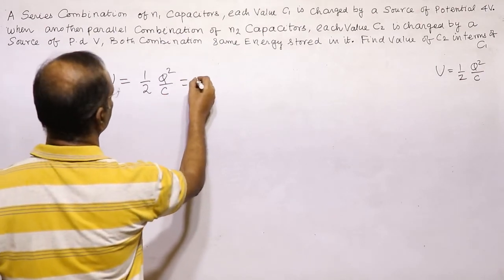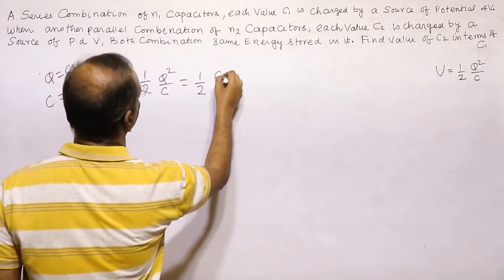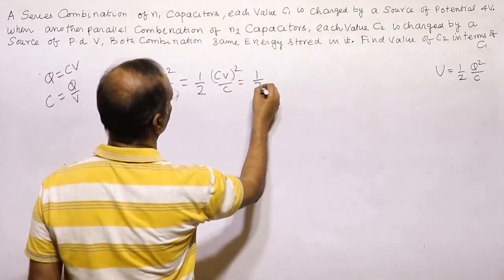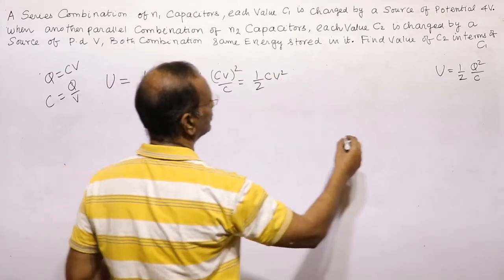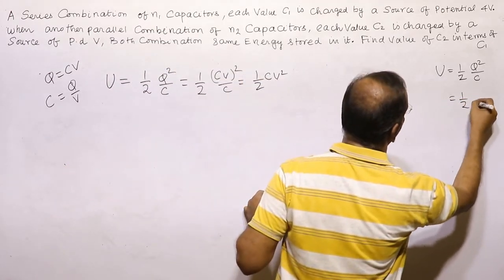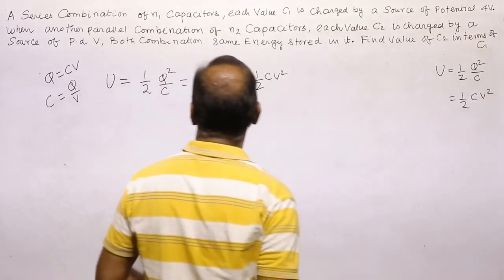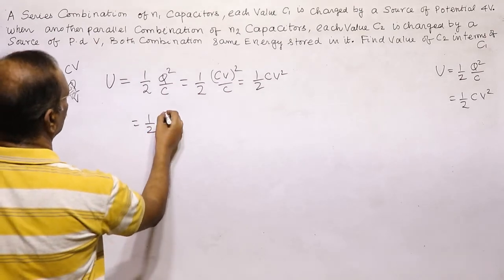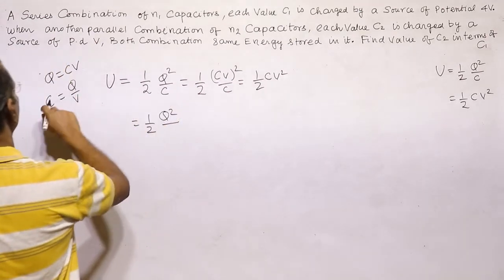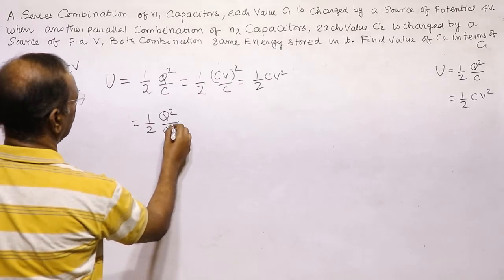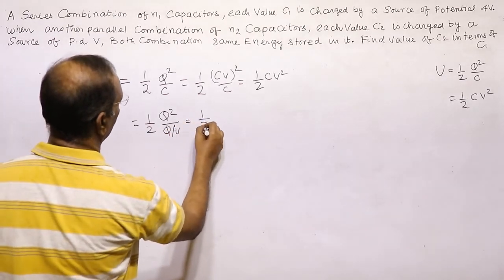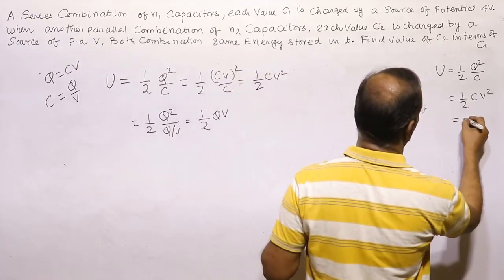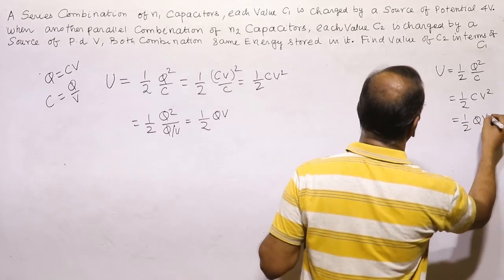So this can be written as half into (CV) whole square by C, which is equal to half CV square. Then again, this is equal to half into Q square divided by C. What is C? C is equal to Q divided by V, so energy is equal to half into Q into V. So energy can be written as half into Q into V.